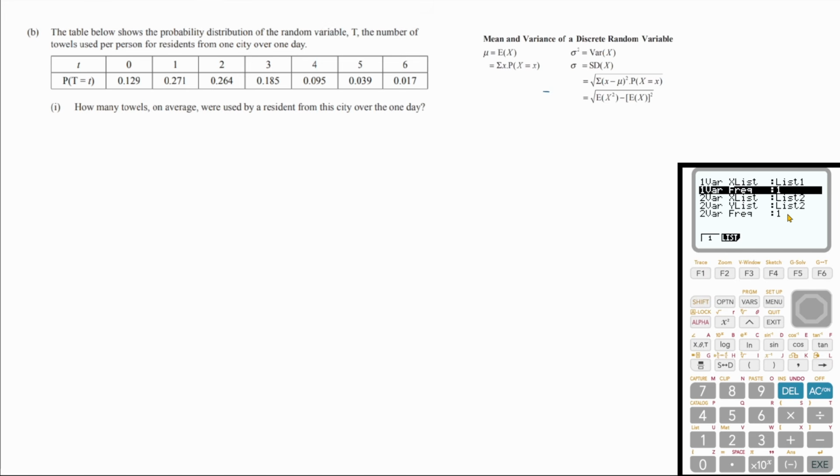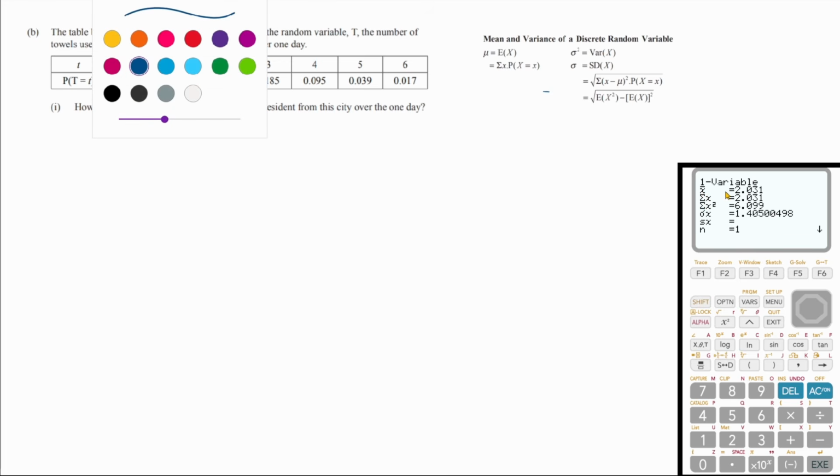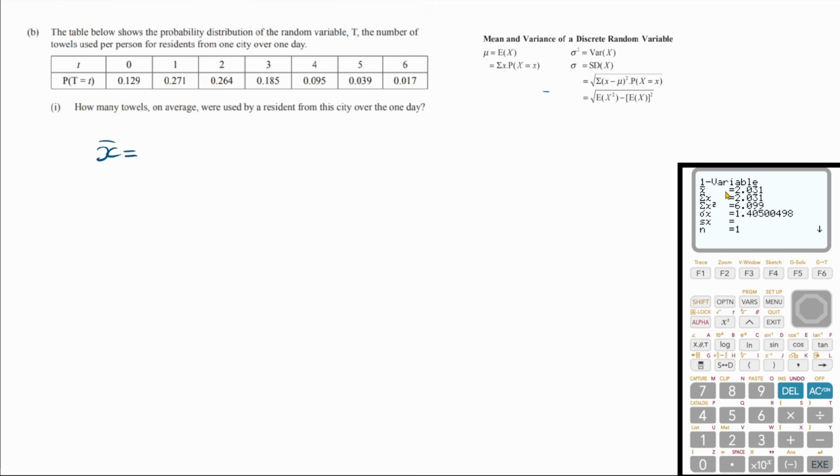Your one might be 1. If you want to change it, you have to press list and enter the second number, so 2, because that's the second column. What this now does is it takes the second column together with the first variable when it calculates things. Now we can press F1, which is variable, and now we get our answers. Here we have our mean, that's the one with the x bar. So let's write that down. The mean, which is x bar, is 2.031.